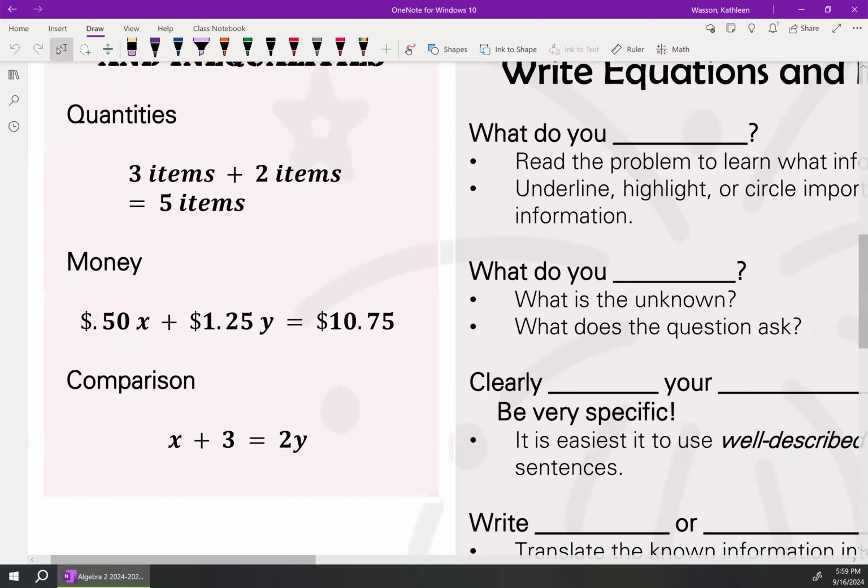Also, you could have a comparison equation, and these sometimes give people the most trouble. What if I said that 2 times the number of hamburgers I sold was equal to 3 more than the number of sodas I sold, or something like that? You would write this as you read through the problem. So write it in the order in which the information is presented.